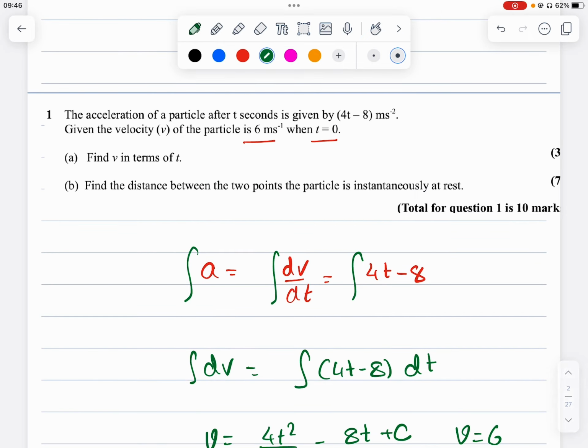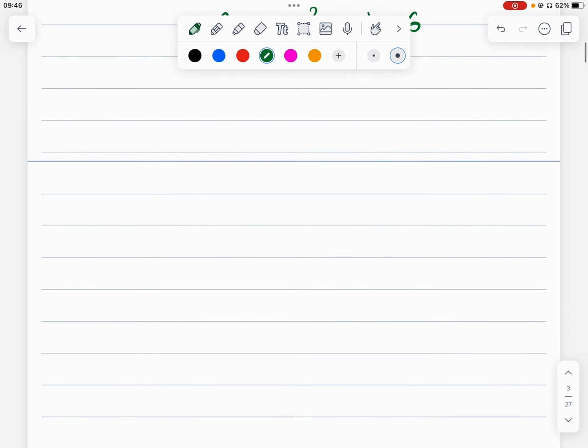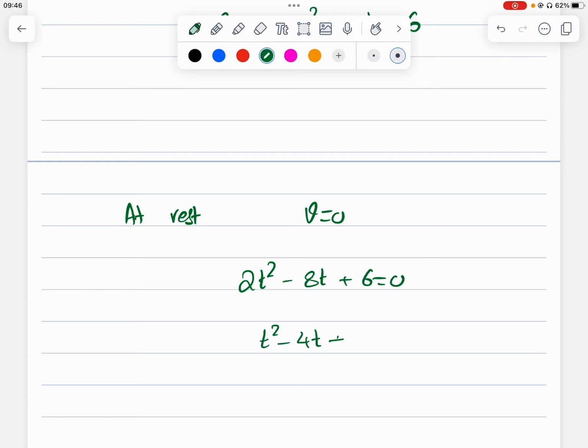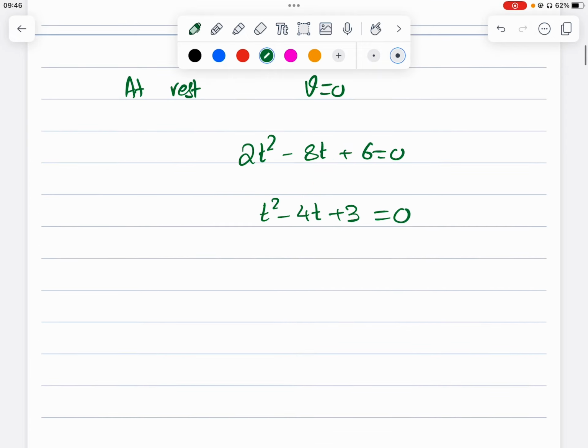The distance traveled between the 2 points when it is instantaneously at rest. Whenever it is instantaneously at rest, it means velocity should be equal to 0. So 2t² - 8t + 6 = 0. Divide by 2: t² - 4t + 3 = 0. So it becomes (t - 3)(t - 1) = 0. So t = 3, t = 1.